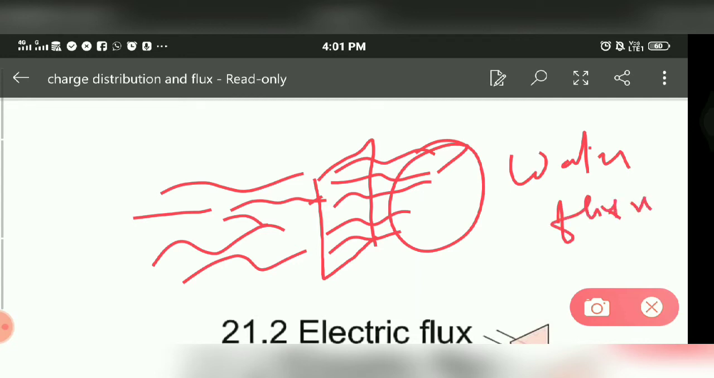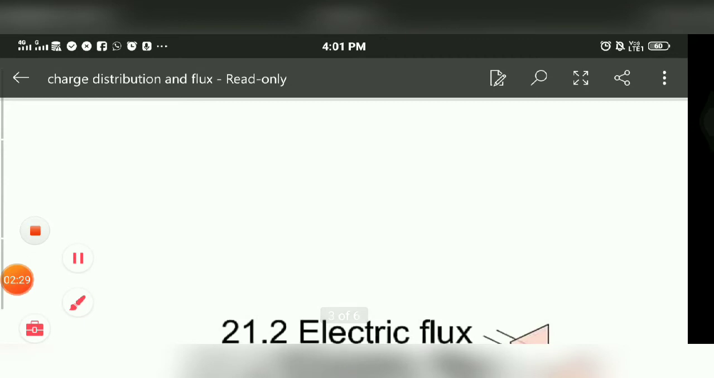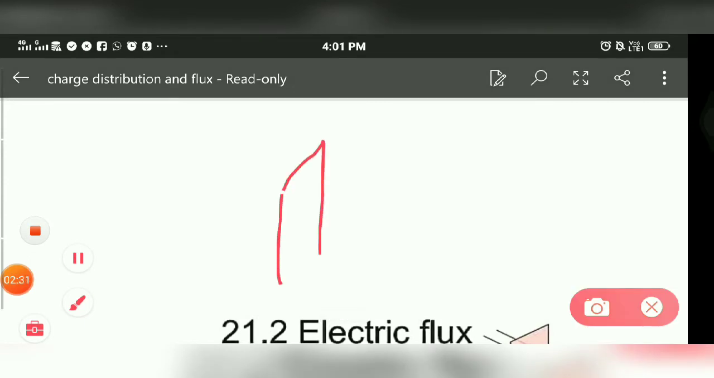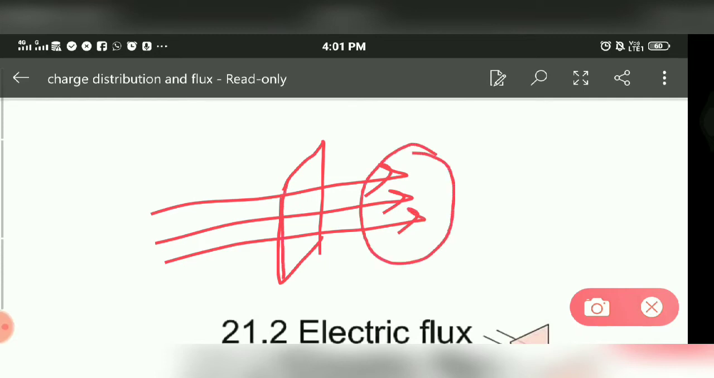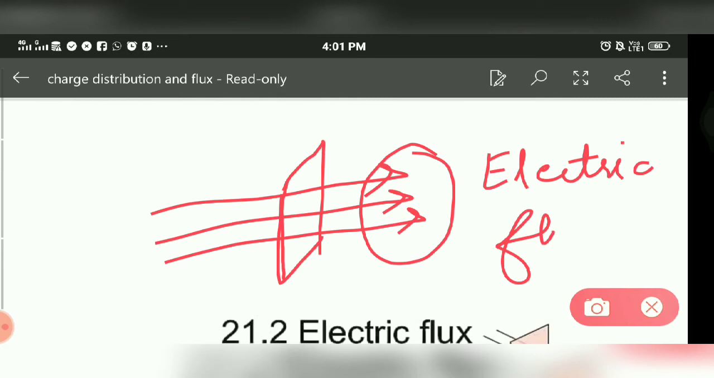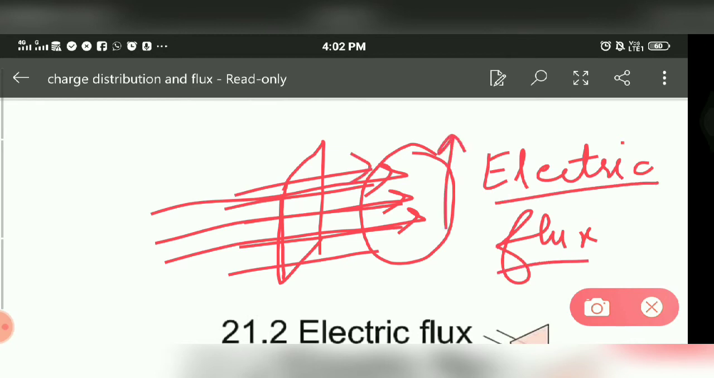Similarly, if this is the area and the electric field is passing through this area, then the number of field lines passing through this area is called electric flux. That is the number of field lines passing through a given area. If the number of field lines passing is more, then the electric flux will be more. If the number of field lines is less, the electric flux is less.